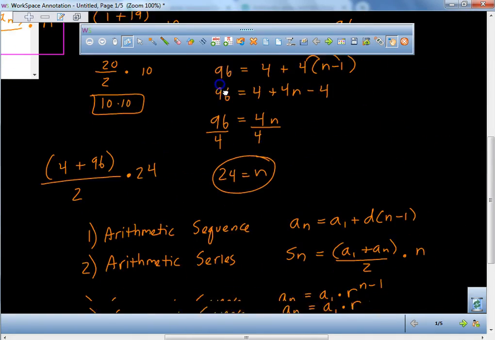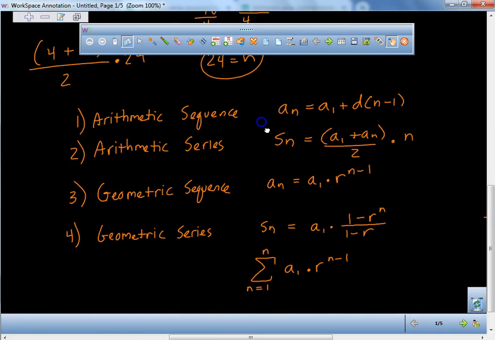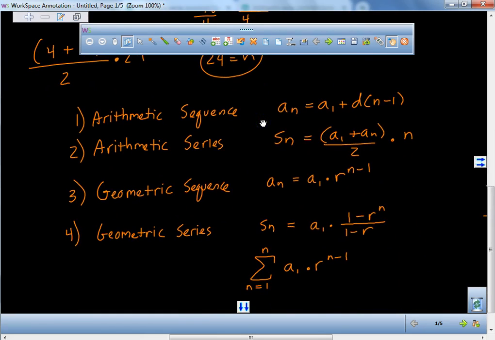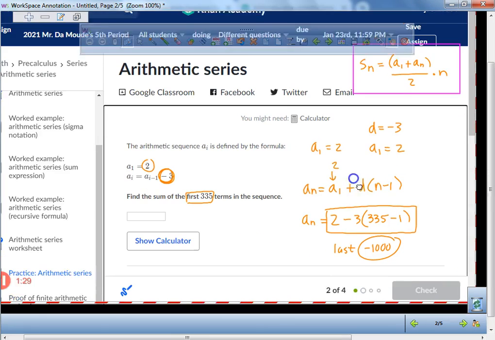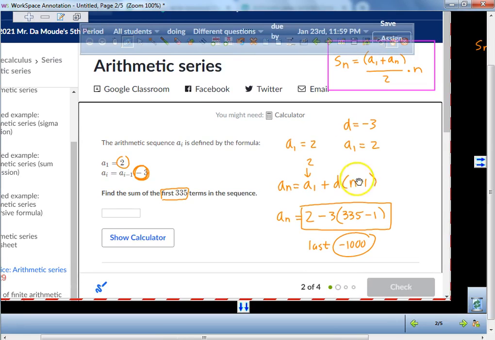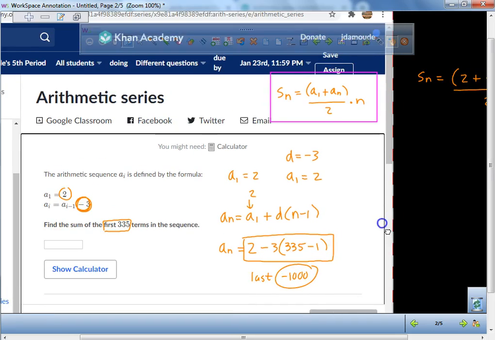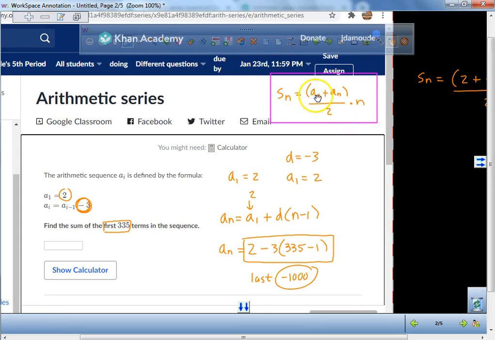So here are basically the formulas that you're going to need for all of the series and sequences that you're going to do. If you're not sure how to do it, make sure you go back and review how to use the arithmetic sequence formula, so eventually you can use the arithmetic series formula. And that's it. Good luck.